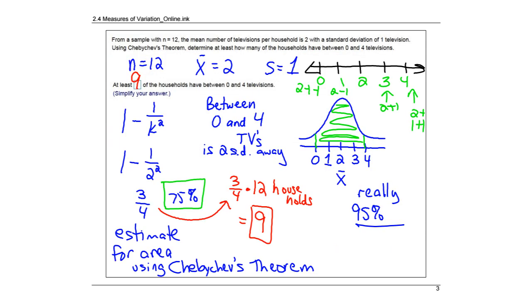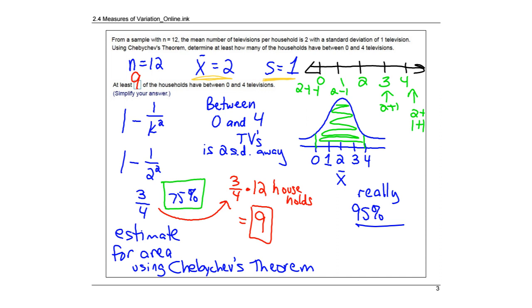Okay, so we're going to do this problem twice. First, we're going to do it all laid out here, and then we're going to go to the next page and we're going to start over. We're going to do it again. Okay, so we have a sample size of 12. So n is equal to 12. The mean number of televisions per household is 2. So that means x bar, the sample mean, is 2, with a standard deviation of 1 television. So S is equal to 1.